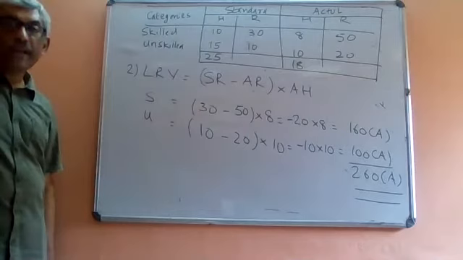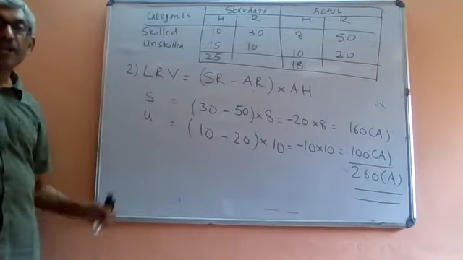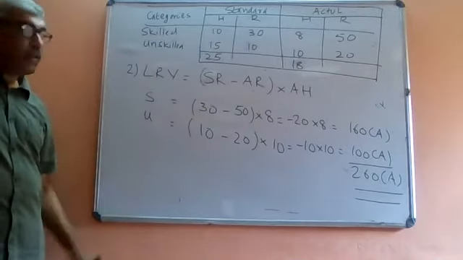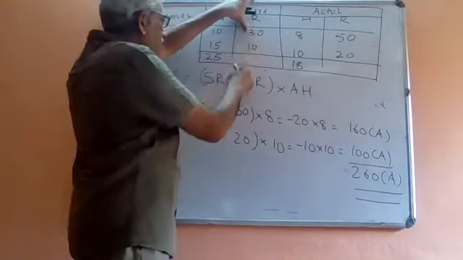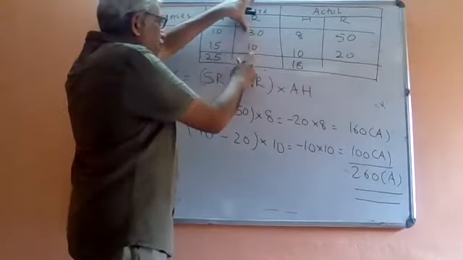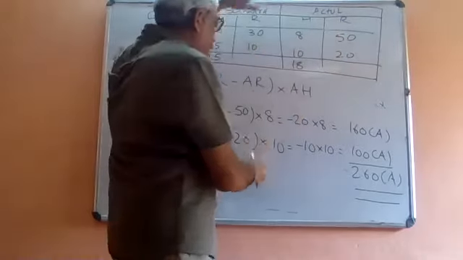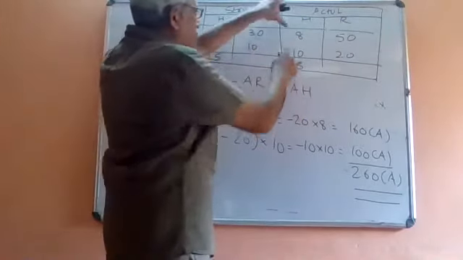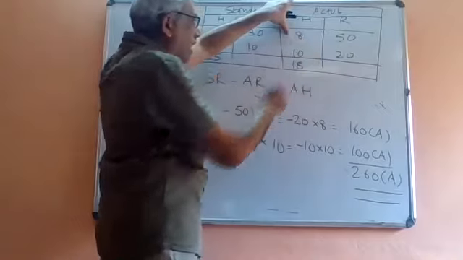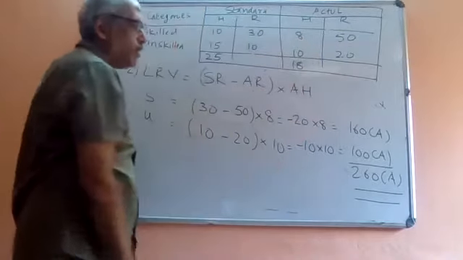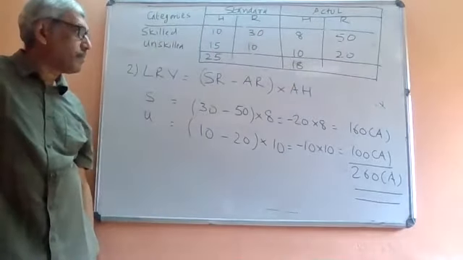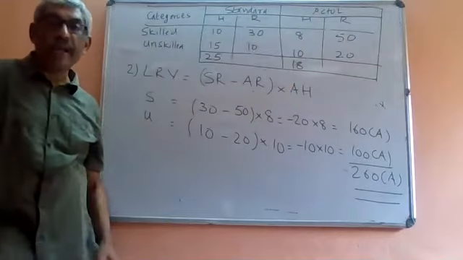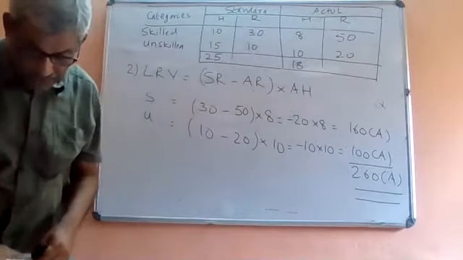So this is how we calculate labor rate variance. Here you can see the labor rates. Standard rate is 30 for skilled and 10 for unskilled. Actual rate is 50 and 20, into actual hours, 8 for skilled and 10 for unskilled. So when you calculate, you will get 260 adverse. This is how we calculate labor rate variance.